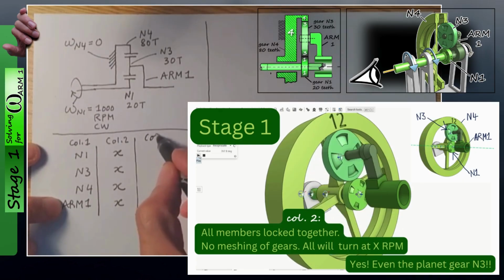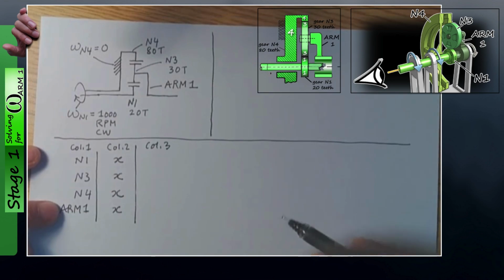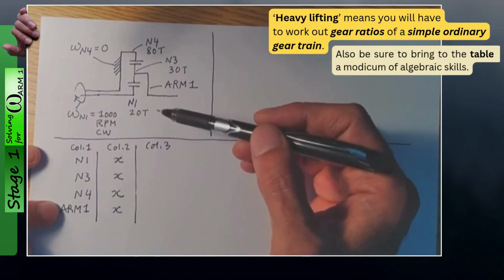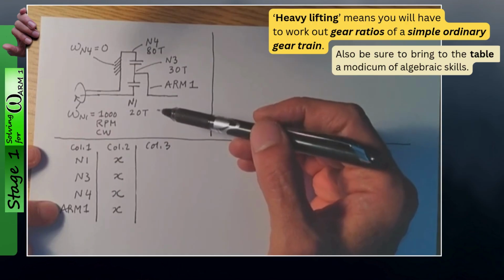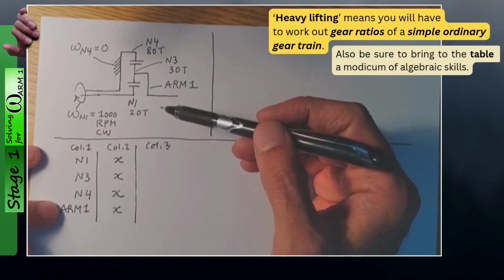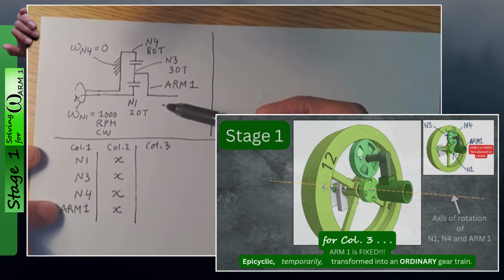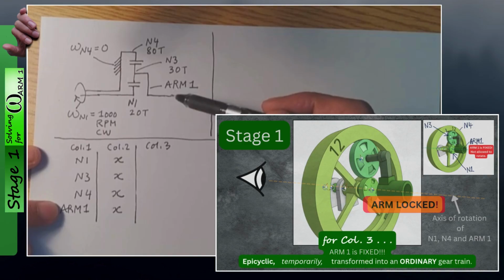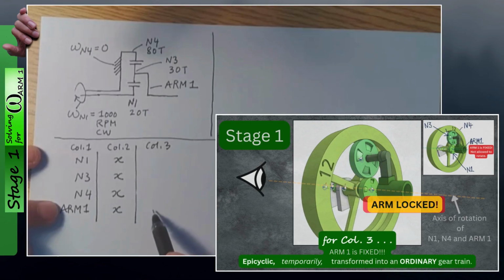Moving on to column 3. This is where some heavy lifting takes place. Okay, column 3. So this is where we turn or transform our epicyclic gear train into an ordinary gear train. And the way we do that is we lock the arm, i.e. we prevent the arm from rotating. So arm 1 gets 0 RPM.